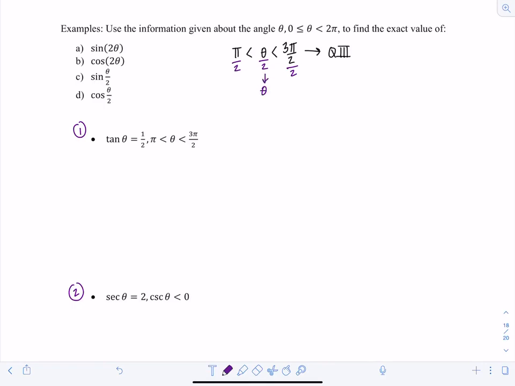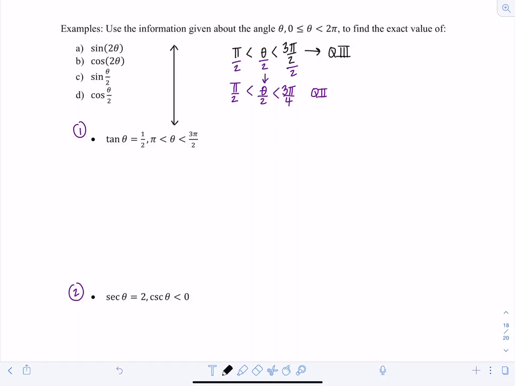So theta over 2 is going to be between 3 pi over 4 and pi over 2. So if theta is between 3 pi over 4 and pi over 2, then theta over 2 is in quadrant 2. So let's draw a triangle here.